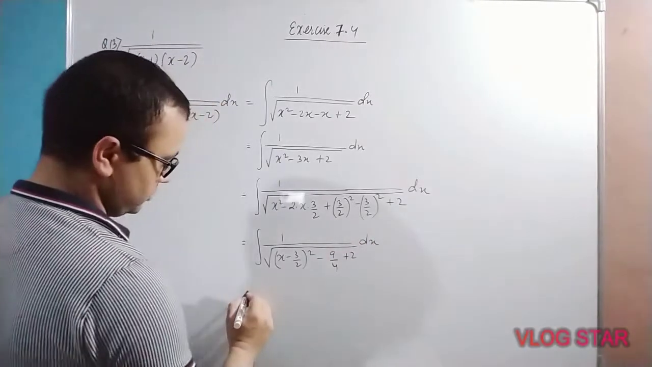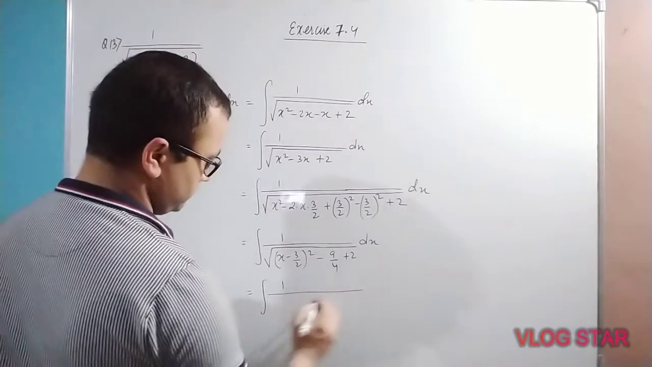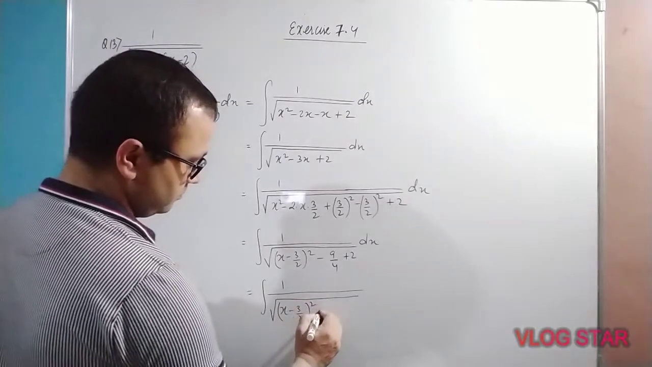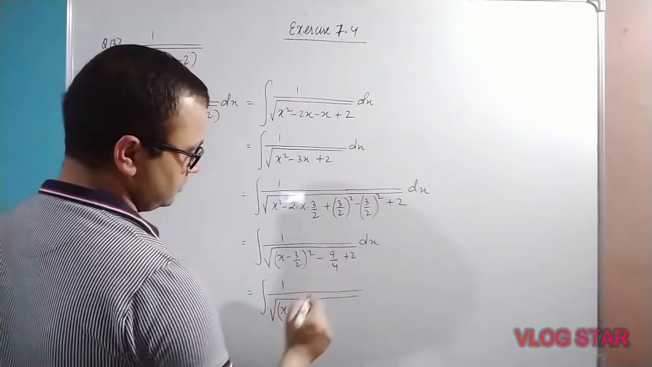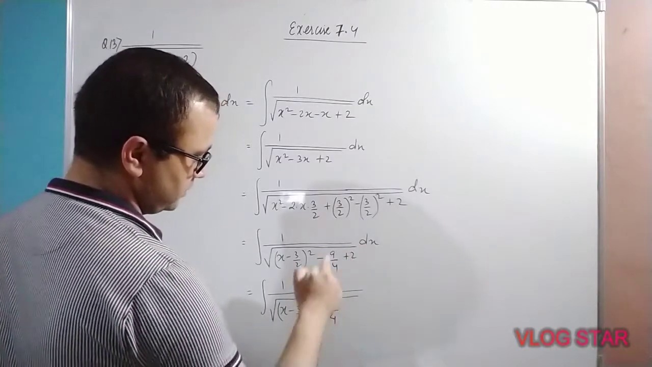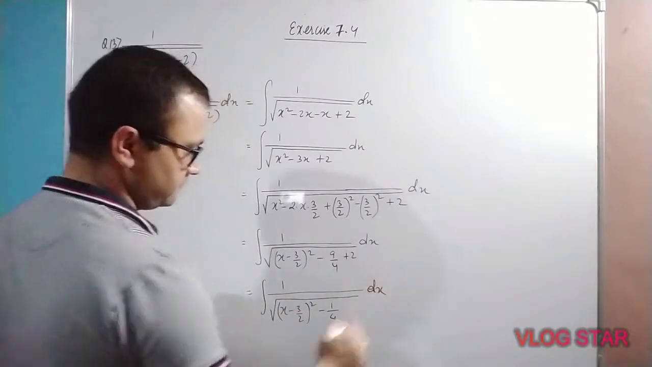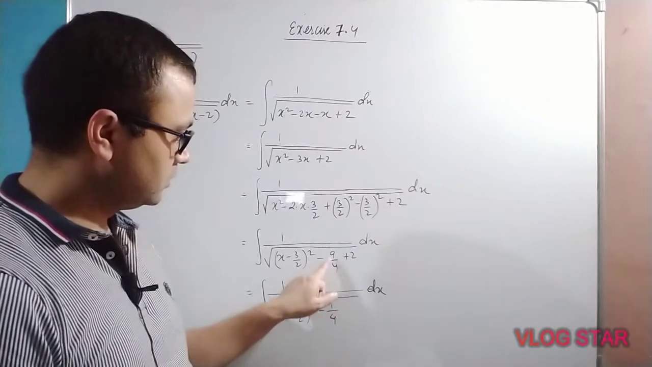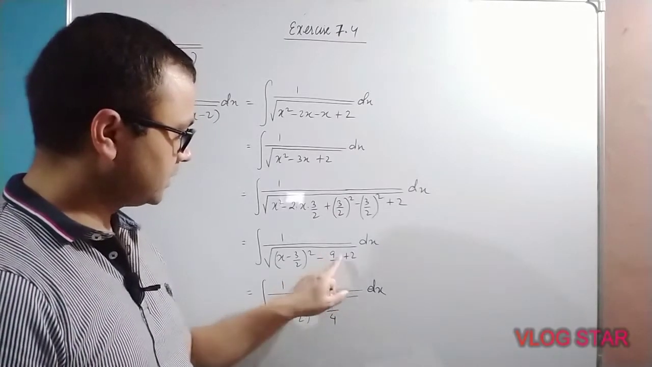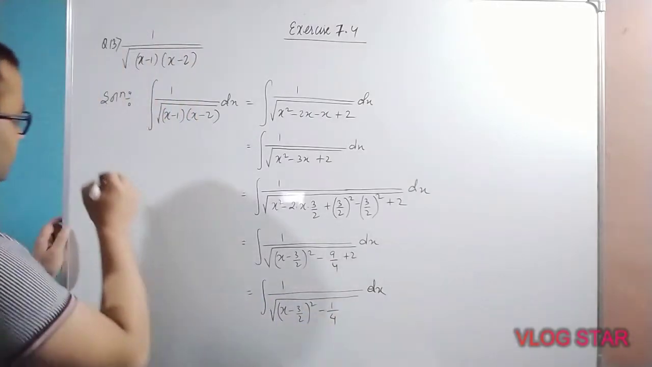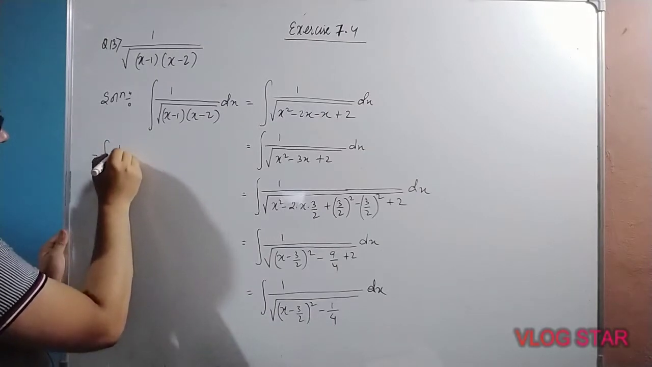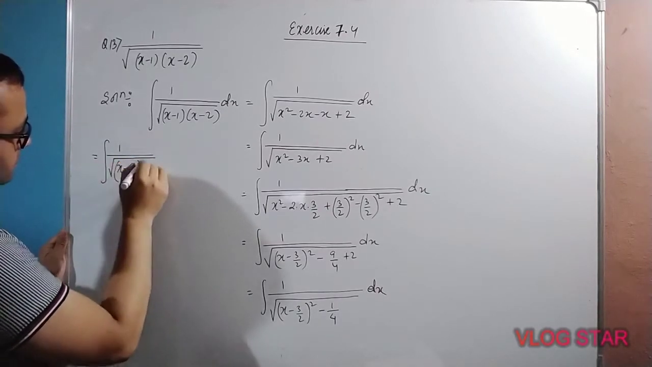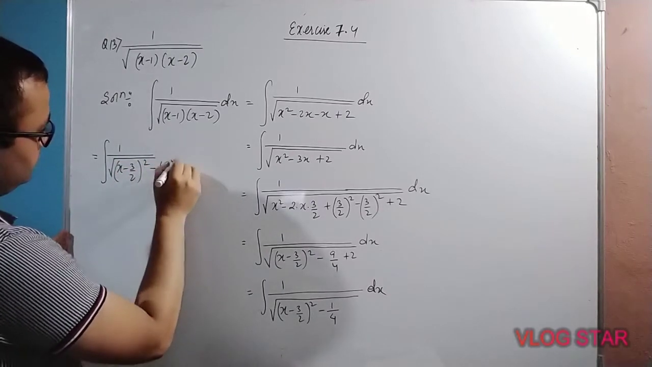So this equals to integration of 1 by root over x minus 3 by 2 whole square, 4 to 8. First we have to take the LCM 4. So it is minus 9, 4 into 2 is 8, minus 9 plus 8 is minus 1. So it is minus 1 by 4. So this equals to integration of 1 by root over x minus 3 by 2 whole square minus 1 by 2 whole square dx.